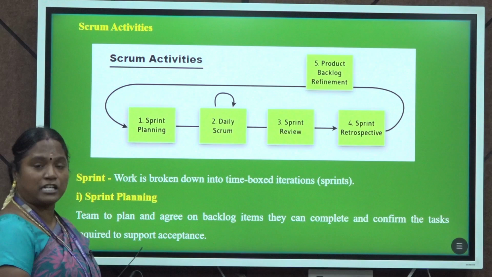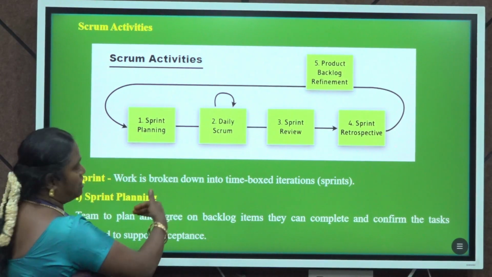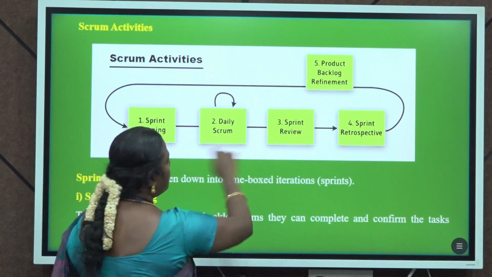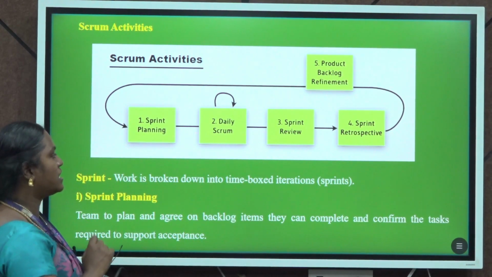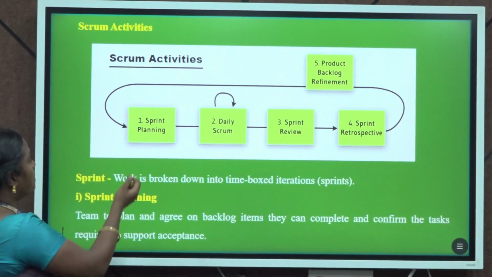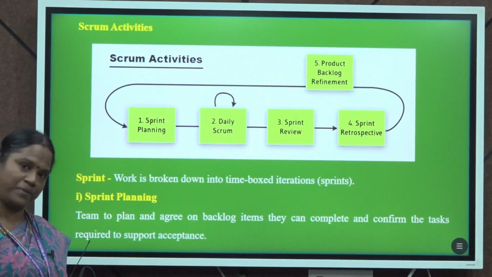The next one is Scrum activities. Scrum activities are the scheduled events in the Scrum framework, which include sprint planning, daily Scrum, sprint review, sprint retrospective and product backlog refinement. Before the activities, we need to understand the concept of sprint.